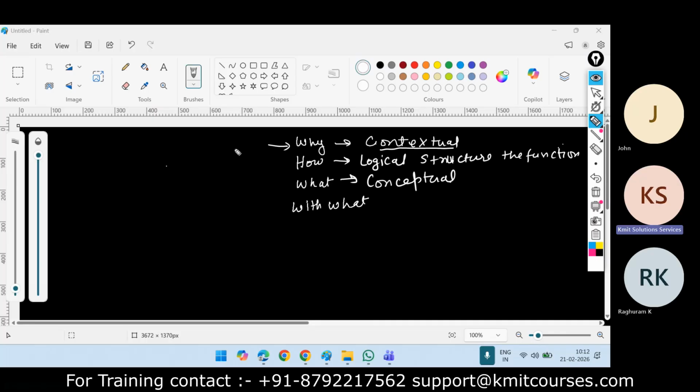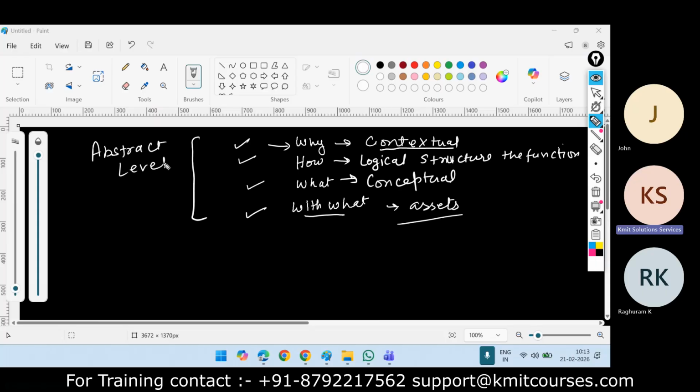So you need to know why, you need to know how, you need to know what, and you need to know with what. With what is the assets we shall implement for this structure. So these are called the abstraction levels. You need to go deep and deep, from a higher level to a very small level, right? So now let us understand these things one by one.